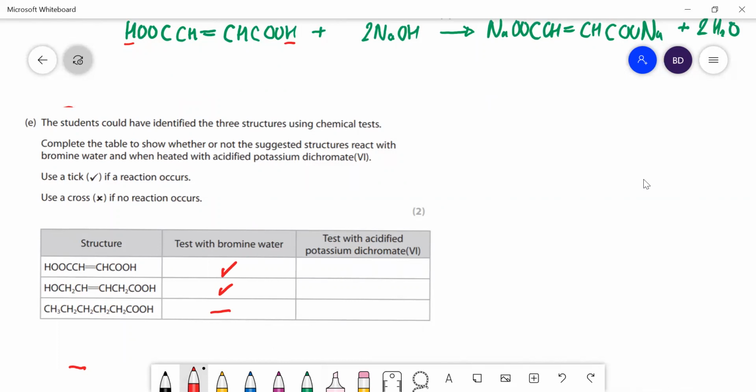Now, potassium dichromate, of course, doesn't ask you what happens, but potassium dichromate is an oxidizing agent, and it can oxidize alcohols, primary and secondary alcohols. It can't touch carboxylic acid. So the only one that's going to react there is this one, and these 2 will not react with it. And the color change, it doesn't ask you what it is, but it goes from orange dichromate to green chromium(III). So you get an orange-green color change with the alcohol, but not with the other 2 because there's nothing there that can be oxidized by it.